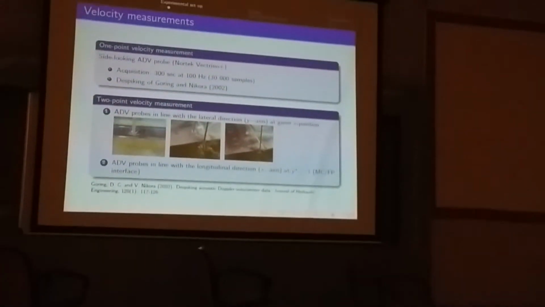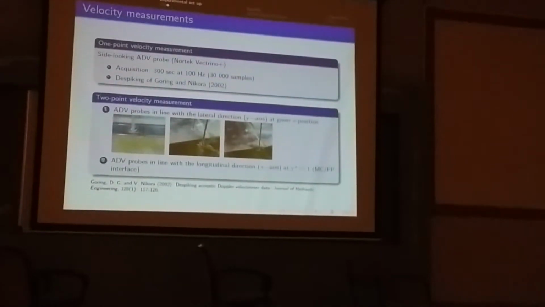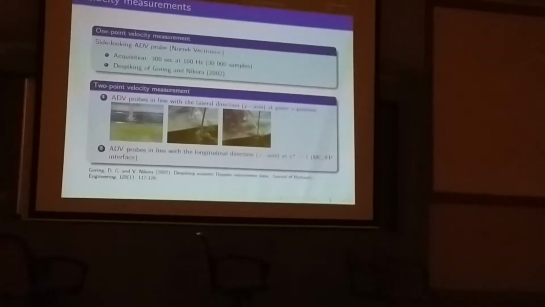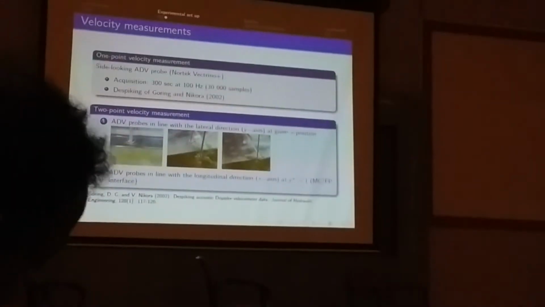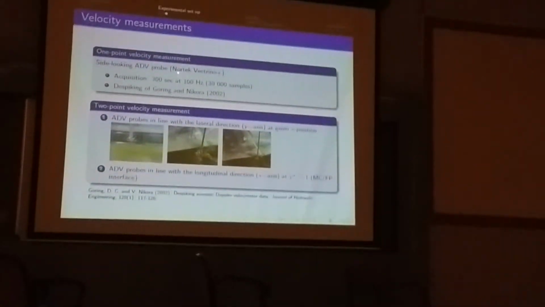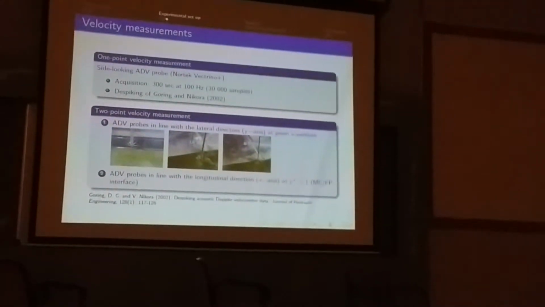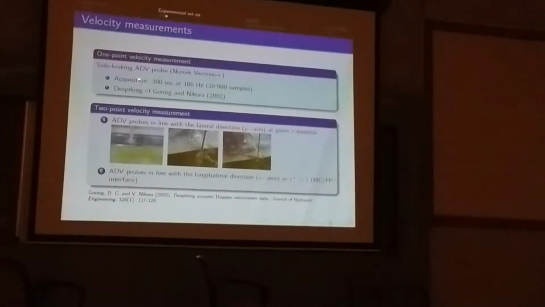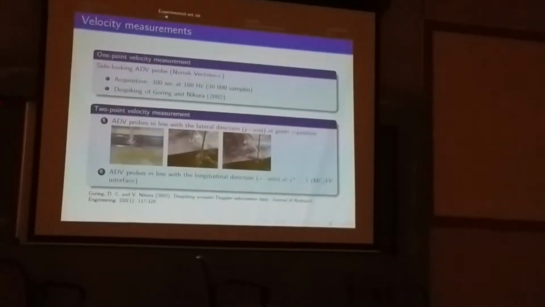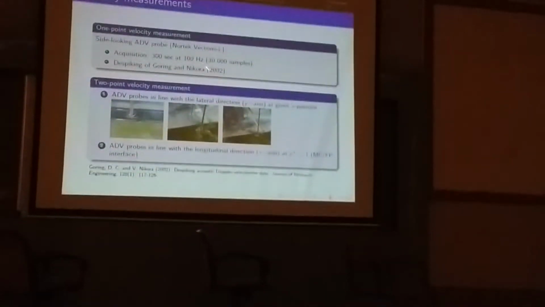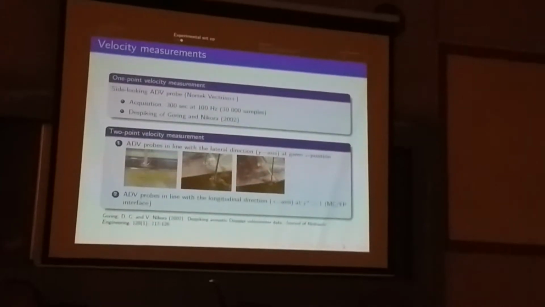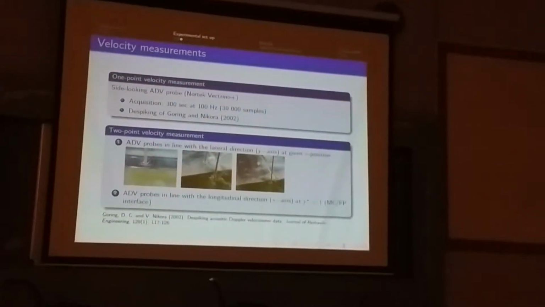So what we are measuring, first, we are doing some 1-point velocity measurements. I'm using a side-looking ADV probe. For each measurement, the acquisition duration is 300 seconds at 100 Hertz, which means 30,000 samples. I'm using the despiking of Goring and Nikora.